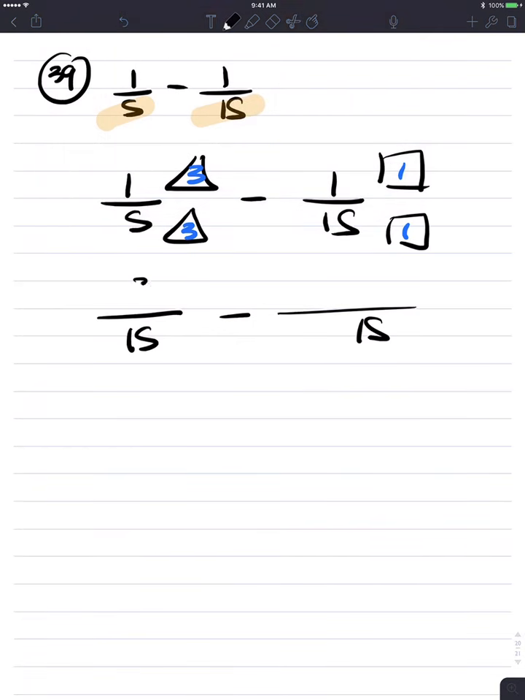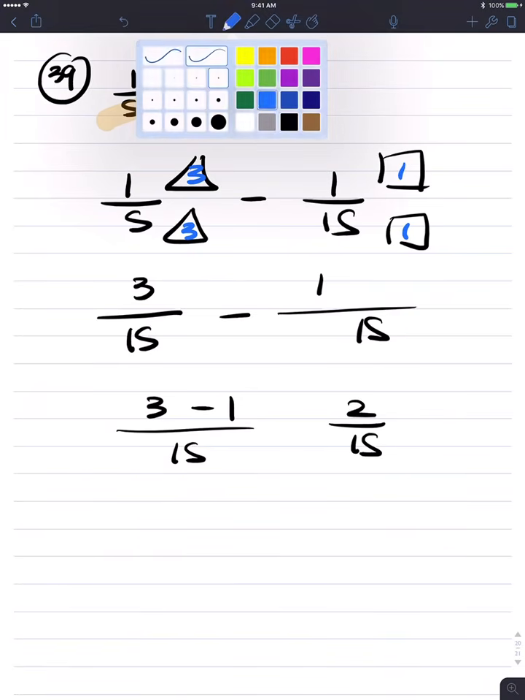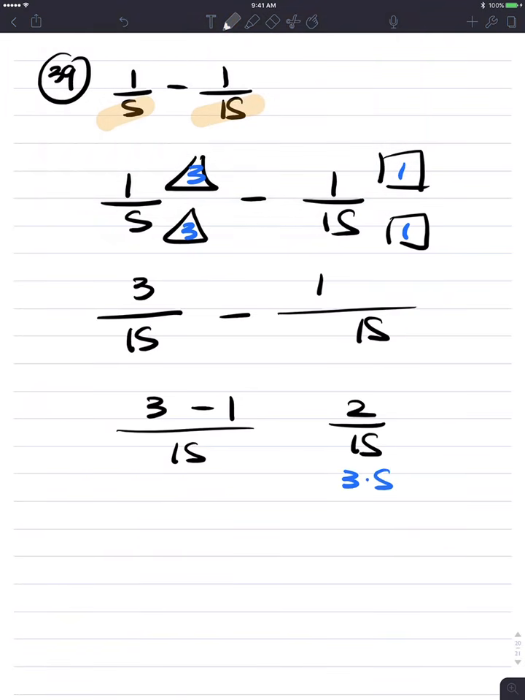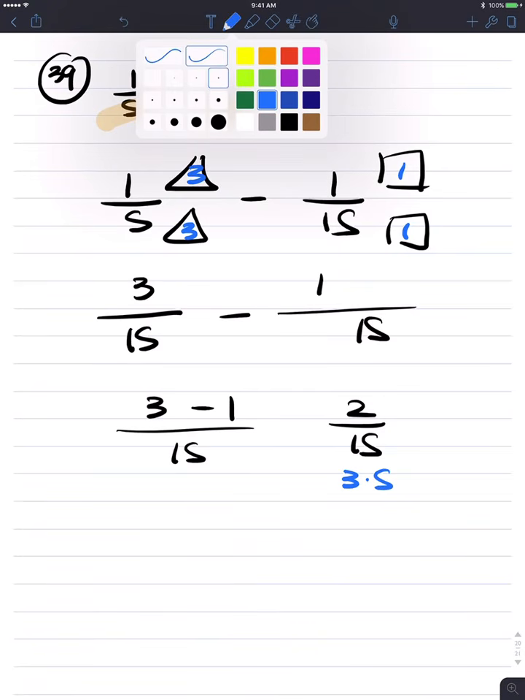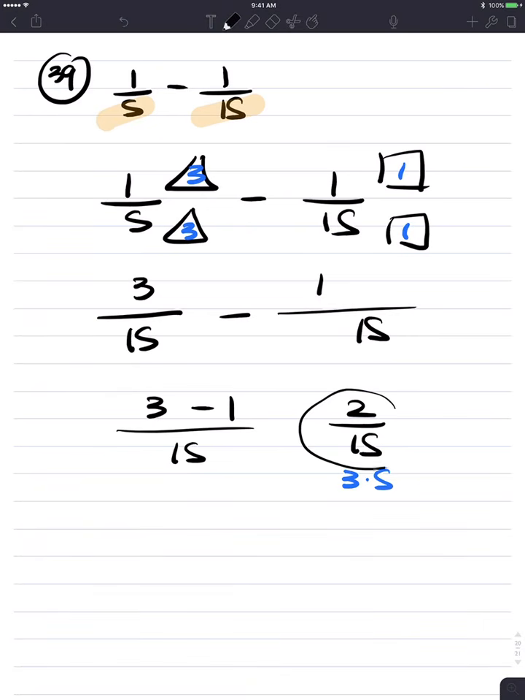We end up with 3 and 1. Now, 3 minus 1 over 15 we find is 2 over 15. Notice 15 can be broken down as 3 times 5, and that does not cancel with the 2. We are done. Final answer is 2 over 15.